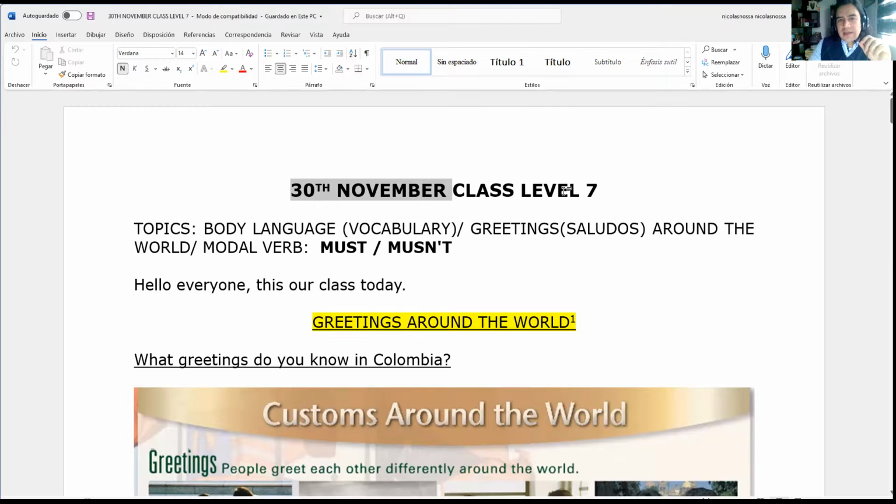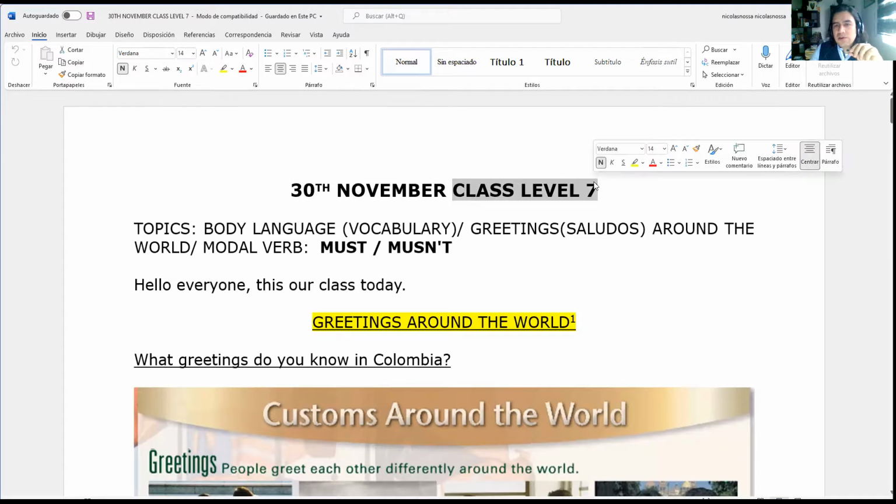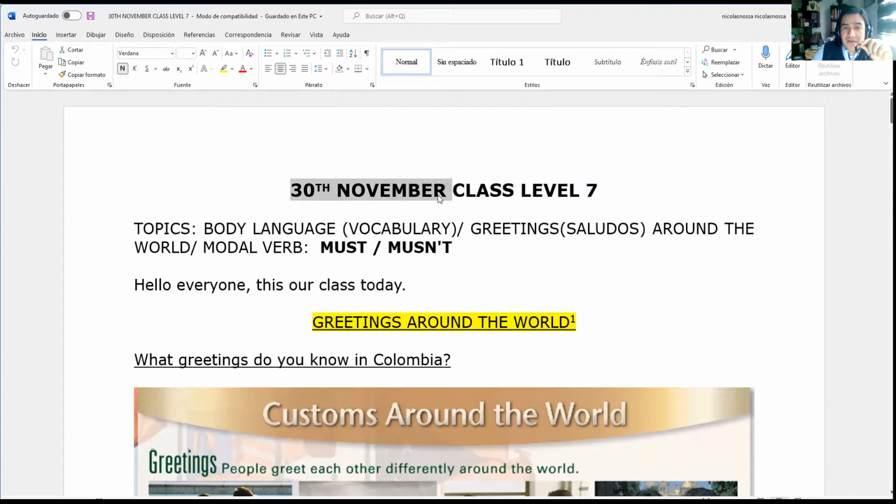Okay, so this material, guys, este material lo van a encontrar en el campus virtual, ahí en el curso, ¿listo? En el curso del nivel 7 del campus virtual. Yo voy a ir subiendo el material que vamos a ir trabajando, ¿ok? Entonces, esta es nuestra clase de hoy, 30 November, class level 7.